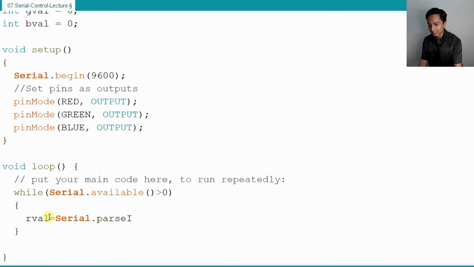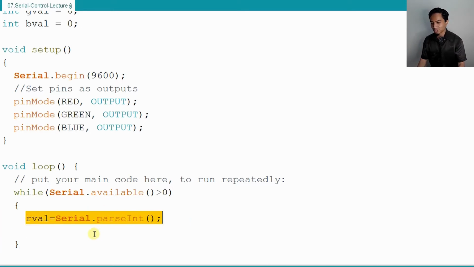parseInt. Make sure the I is a capital letter. parseInt searches for an integer in the information that we give in the serial monitor, and then it goes to the next value. It searches for another integer.